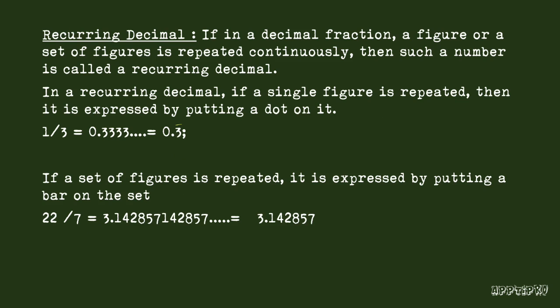So 22 by 7 can be written as 3.142857142857. As you can see, 142857 is being repeated. So you write 3.142857 and a bar is put on the set.